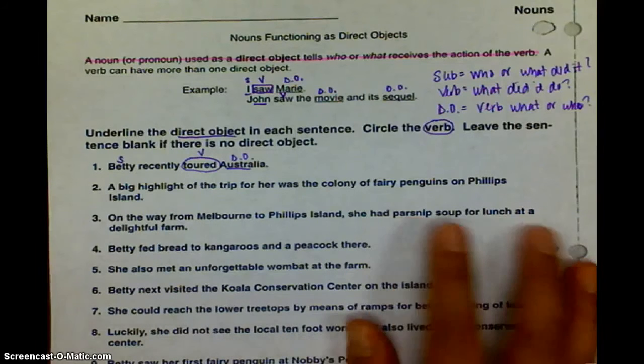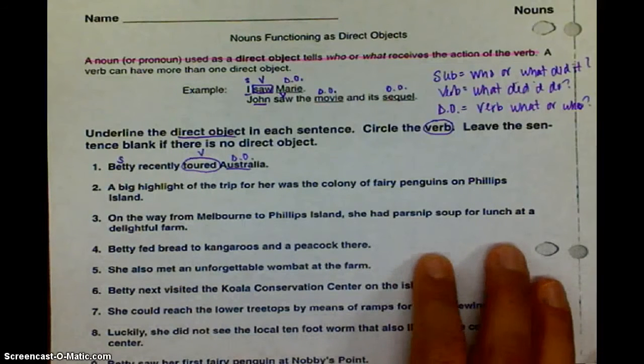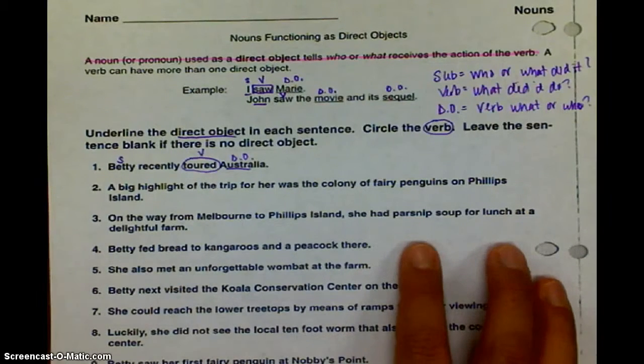Okay? Number 2, a big highlight of the trip for her was the colony of fairy penguins on Phillips Island. Who or what did it?